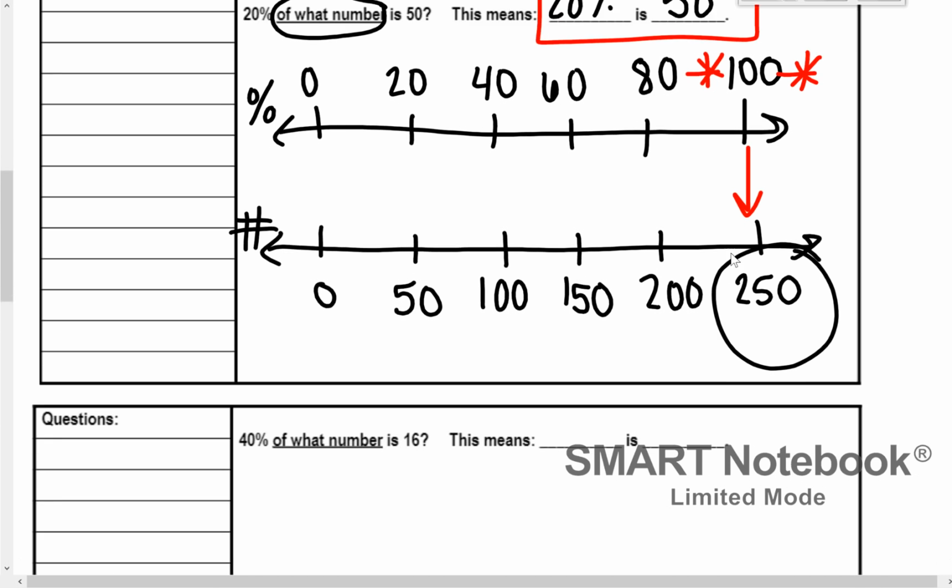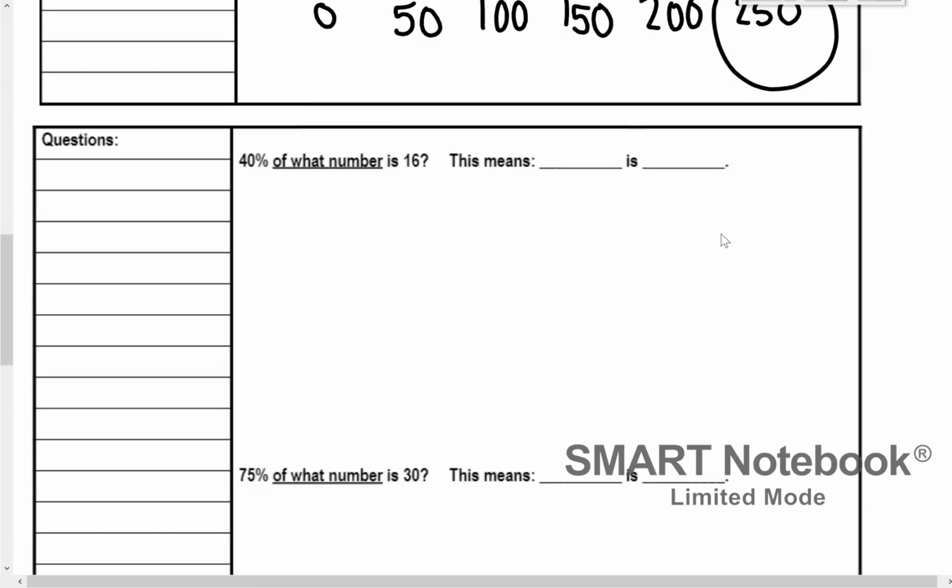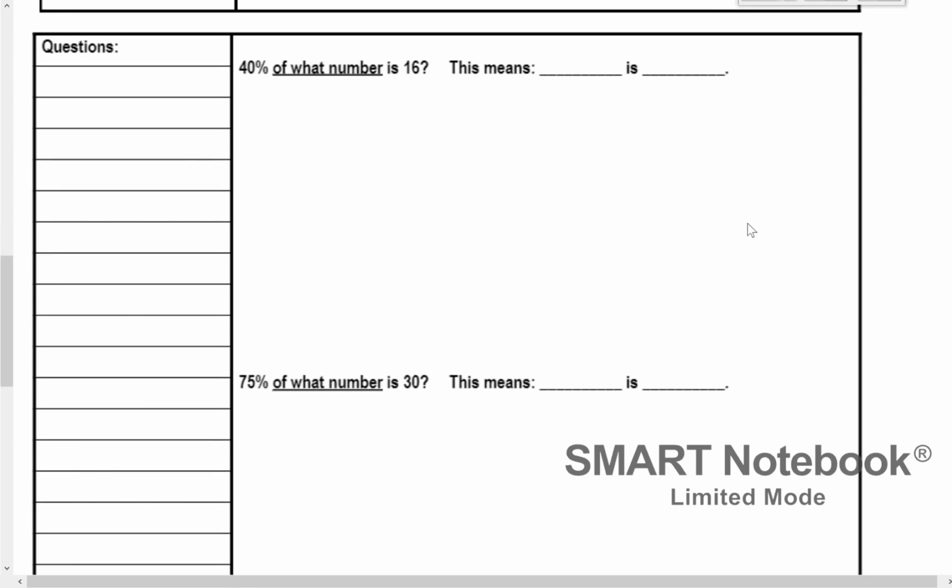All right, let's try another one. If you feel like you've got the hang of this, I want you to pause the video and try this on your own, and then check after. But if you still need one more example to guide you through, that is totally okay.